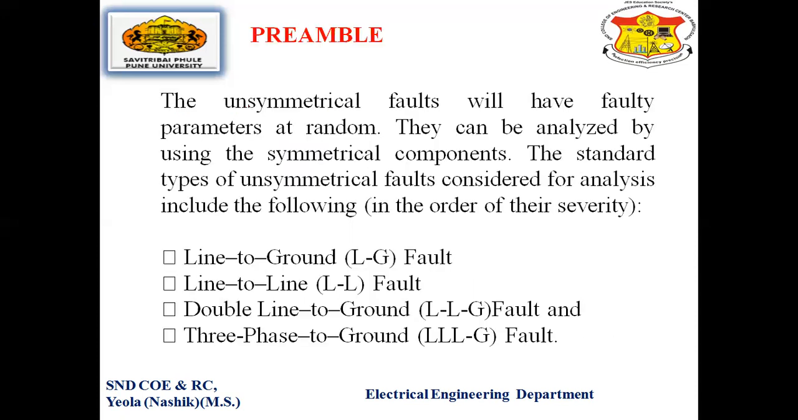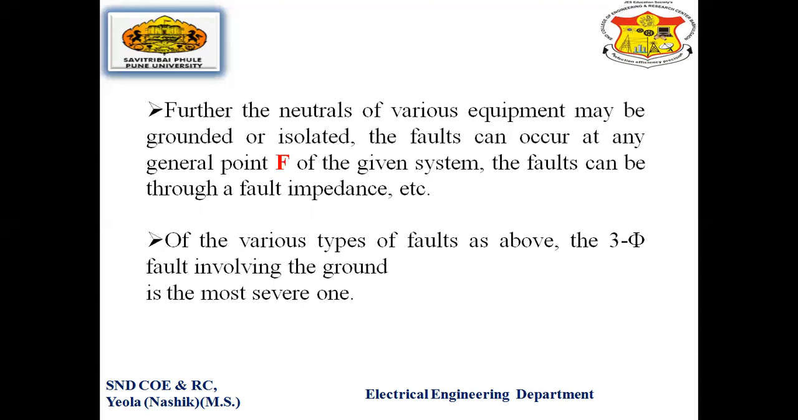The preamble of this topic is that the unsymmetrical fault will have faulty parameters at random. They can be analyzed by using the symmetrical component. The standard types of unsymmetrical fault considered for this analysis, in order of their severity, include the following. First, line to ground fault or LG fault. Second, line to line fault or LL fault. Third, double line to ground fault or double LG fault. And last, the three phase to ground fault or three phase short circuit.